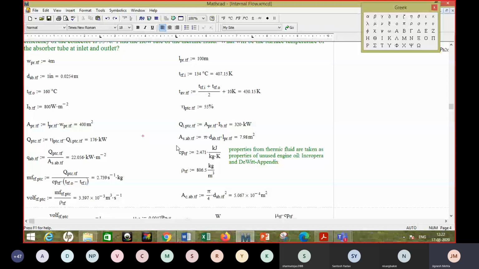Then what is the area of the receiver tube or absorber tube? It is pi d. D is the diameter of the receiver tube or absorber tube, and length is 100 meters again, and this was 25.4 millimeters. So the area of the absorber tube is 7.98 meters square, which is much smaller than this 400 meters square.